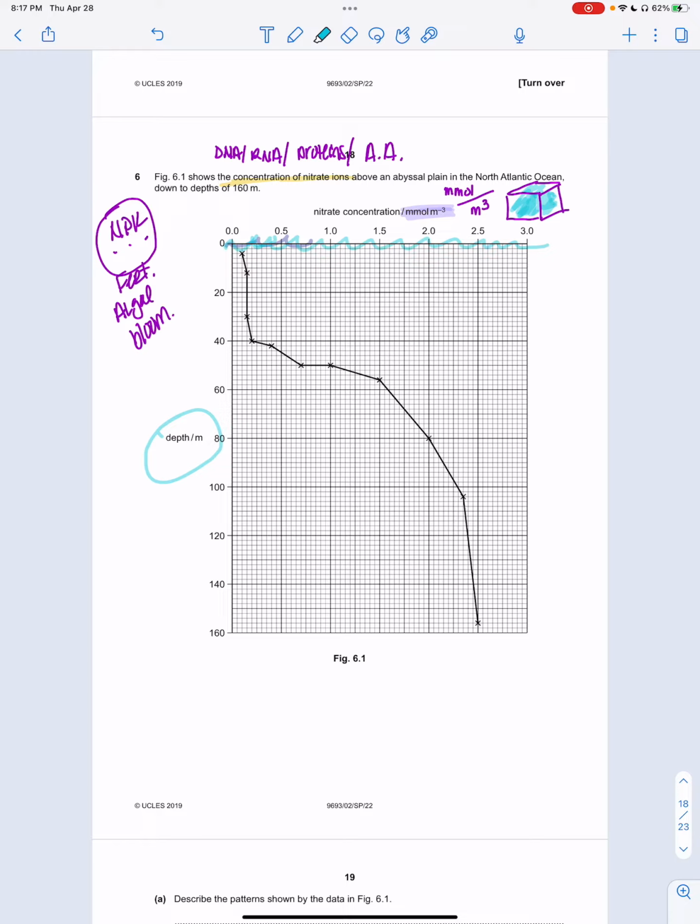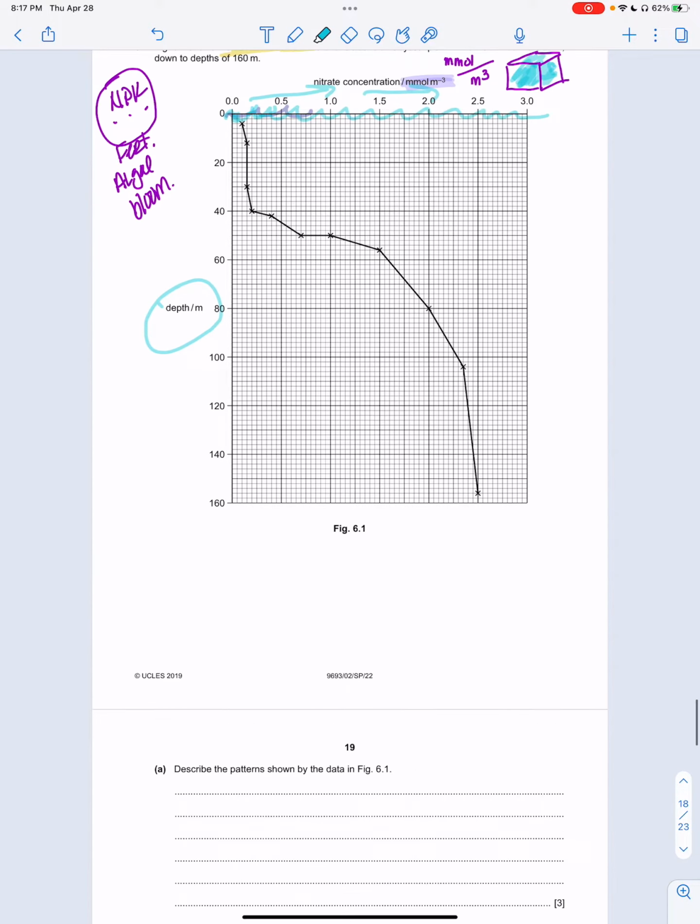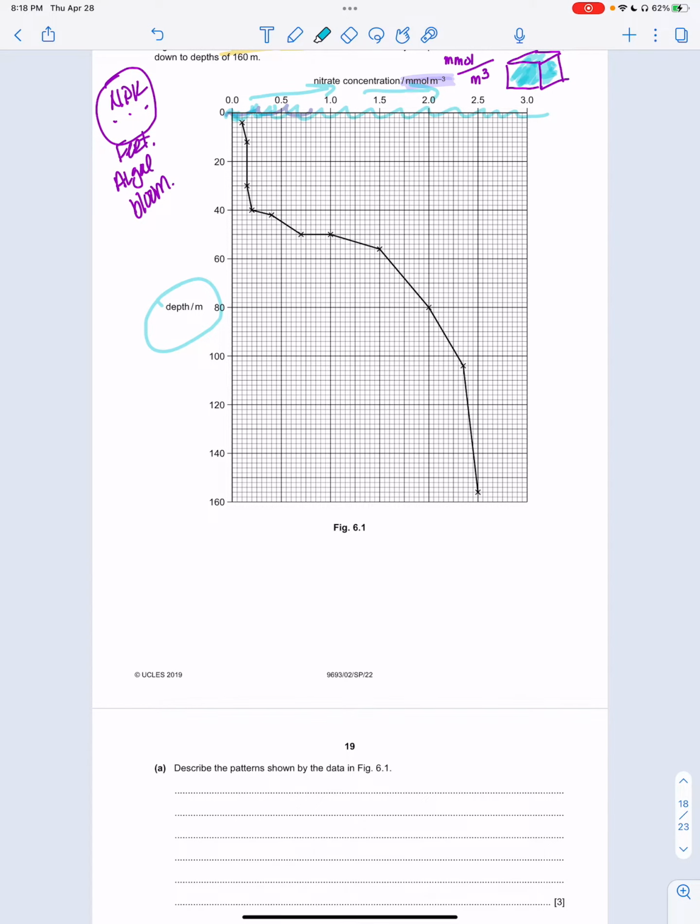Okay, so it's very low right here. And then it starts to increase, right? Your nitrate ions are increasing as it gets deeper, all right? Describe the pattern shown.